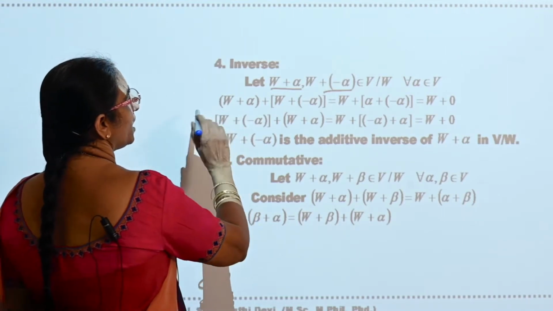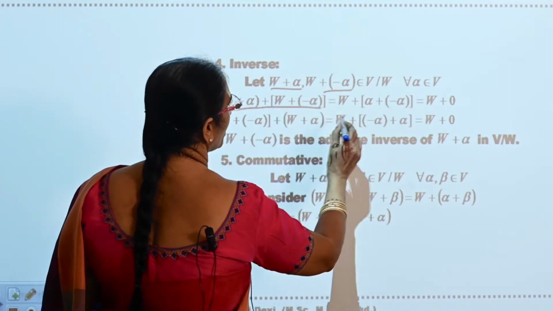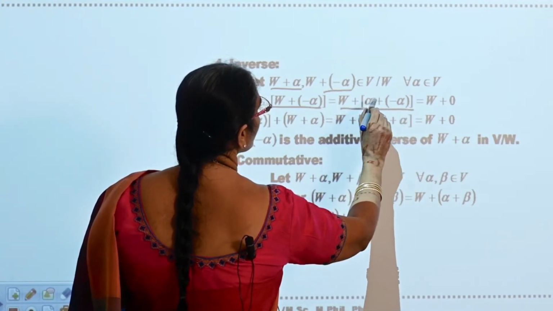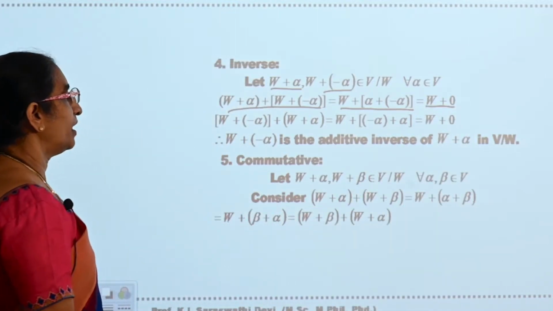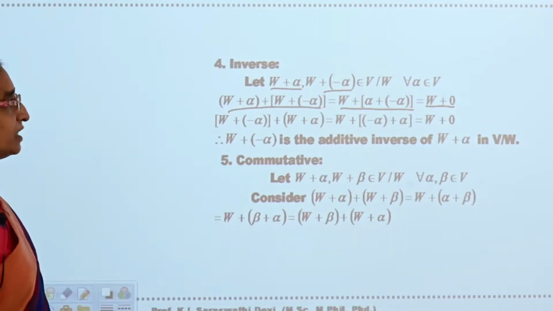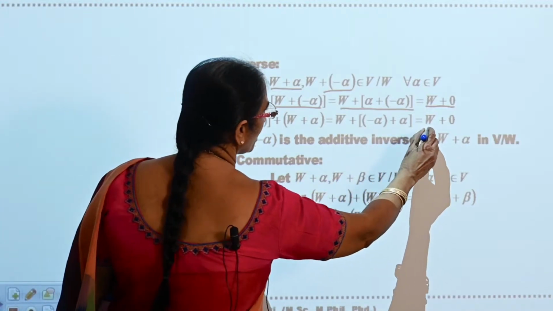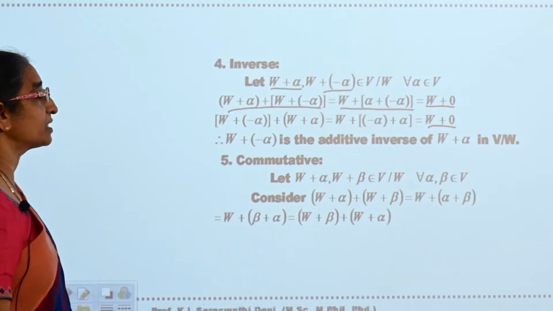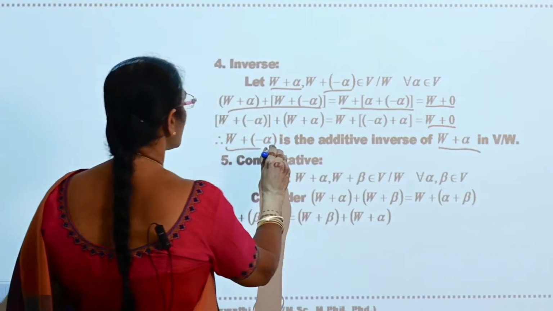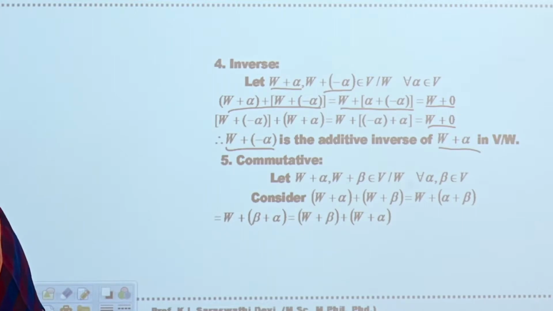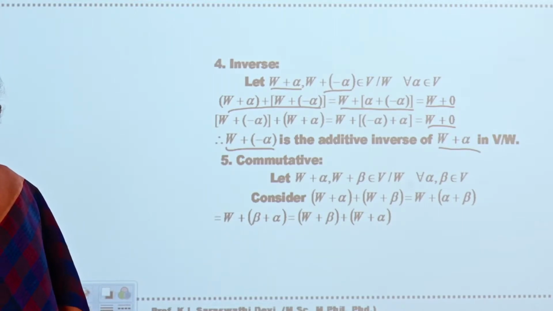So W plus alpha plus W plus minus alpha is equal to W plus alpha plus minus alpha, that is W plus 0. Therefore, W plus minus alpha plus W plus alpha is also equal to this. That means there exists an additive inverse. For W plus alpha, the additive inverse is W plus minus alpha. So, what are you able to say? Closure is satisfied, associativity is satisfied, there exist an additive identity and an additive inverse in V by W.